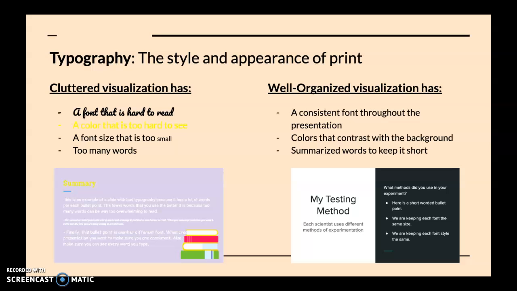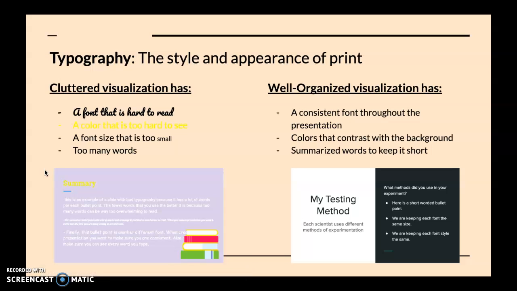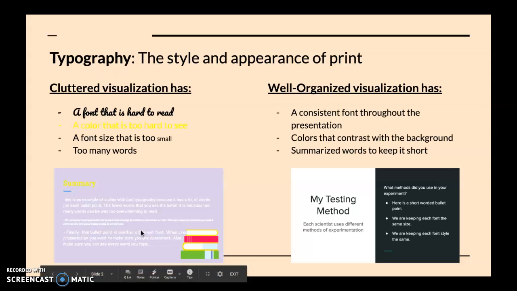So that really is the style and appearance of your text and print that you're using. On the left side, I've created a list of what a cluttered presentation would have. That means a font that's hard to read, a color that's hard to see, a font size that might be too small, or even too many words. I've included an example for you of what that looks like. You can see here we've used yellow font, different fonts, too small a font, and we can't even see some of the font hidden back here.